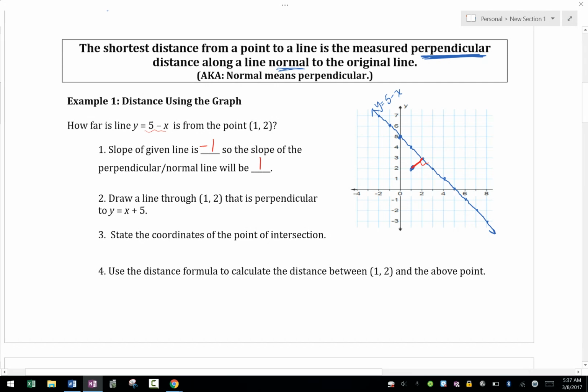State the coordinates of their point of intersection. Okay, so this is the point 1, 2, and this is the point 2, 3. And there's the coordinates. Use the distance formula to calculate the distance. Okay, so my distance formula would be change of x, which is 1 squared, plus change of y, which is 1 squared. So that perpendicular distance is the square root of 2.